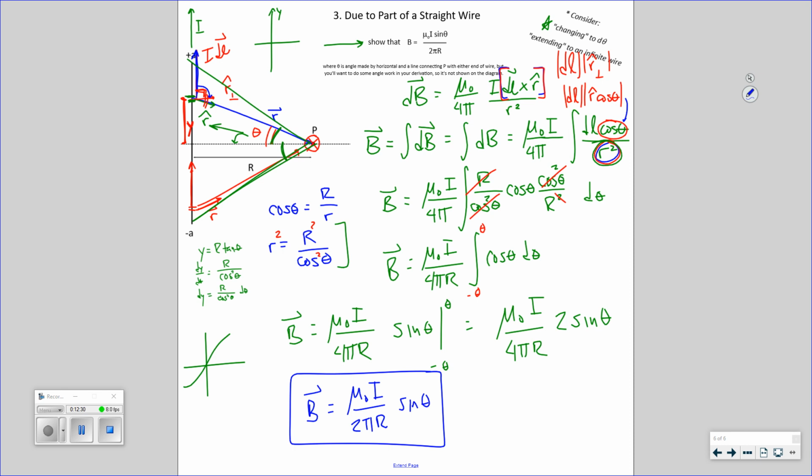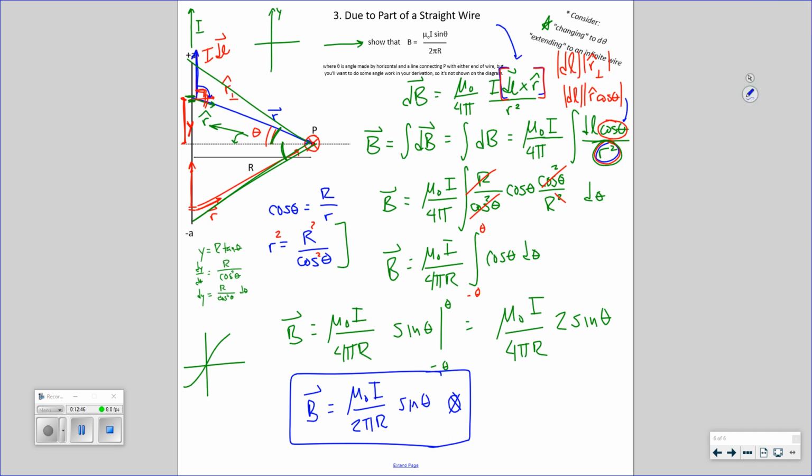Now, to make this a vector equation, because I've carried vector the whole way through, we know that this field is into the page via our little right-hand rule analysis there.